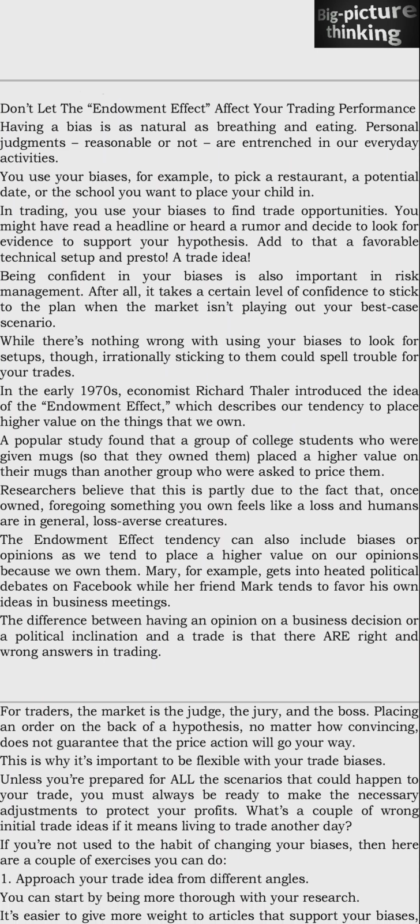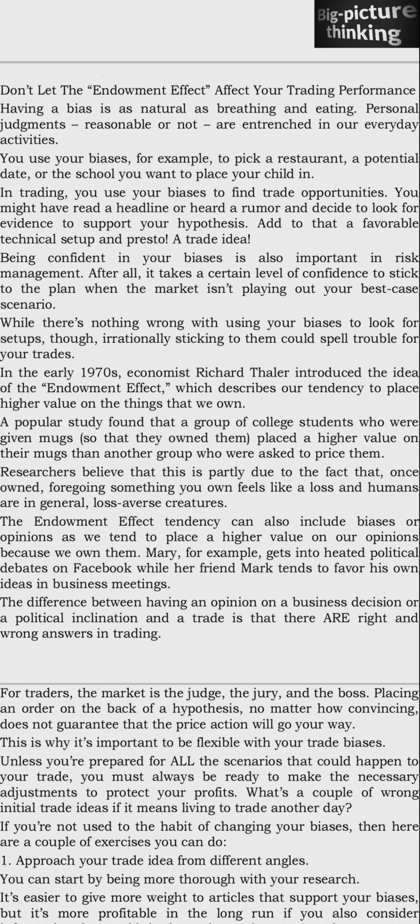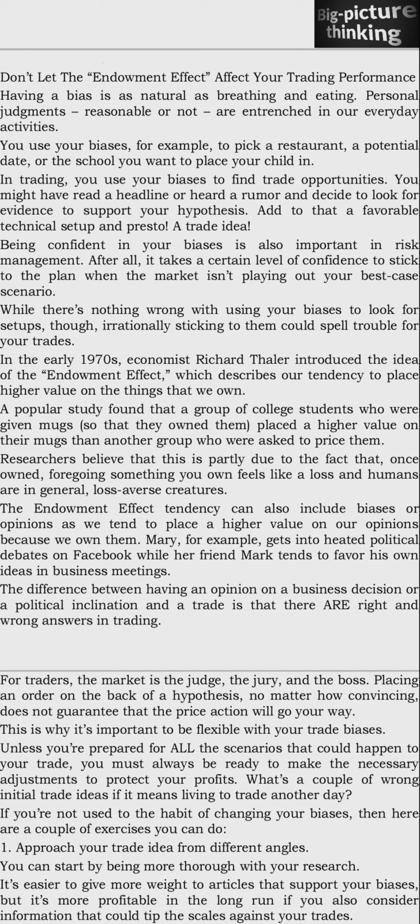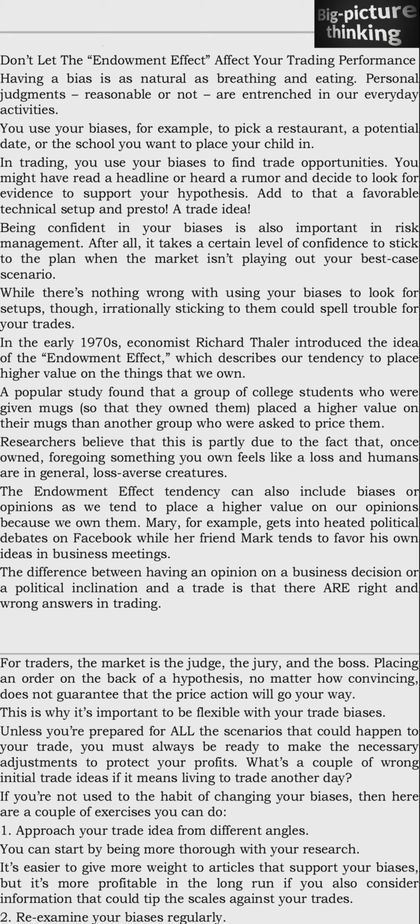your child in. In trading, you use your biases to find trade opportunities. You might have read a headline or heard a rumor and decide to look for evidence to support your hypothesis. Add to that a favorable technical setup and presto, a trade idea. Being confident in your biases is also important in risk management.